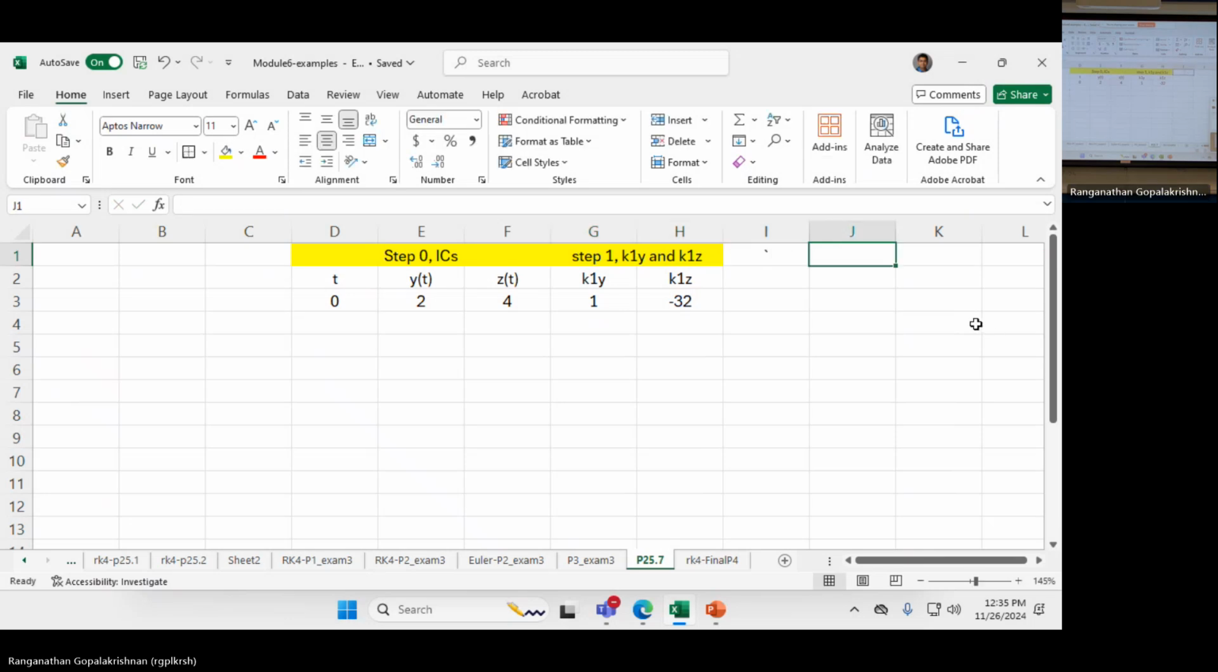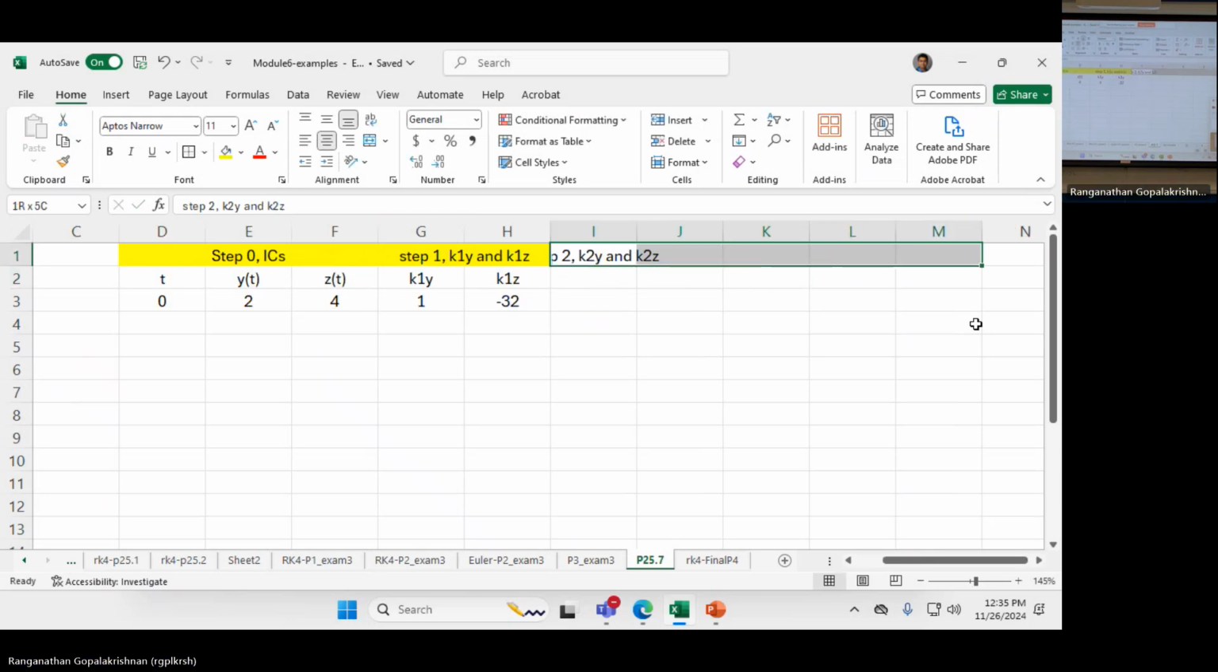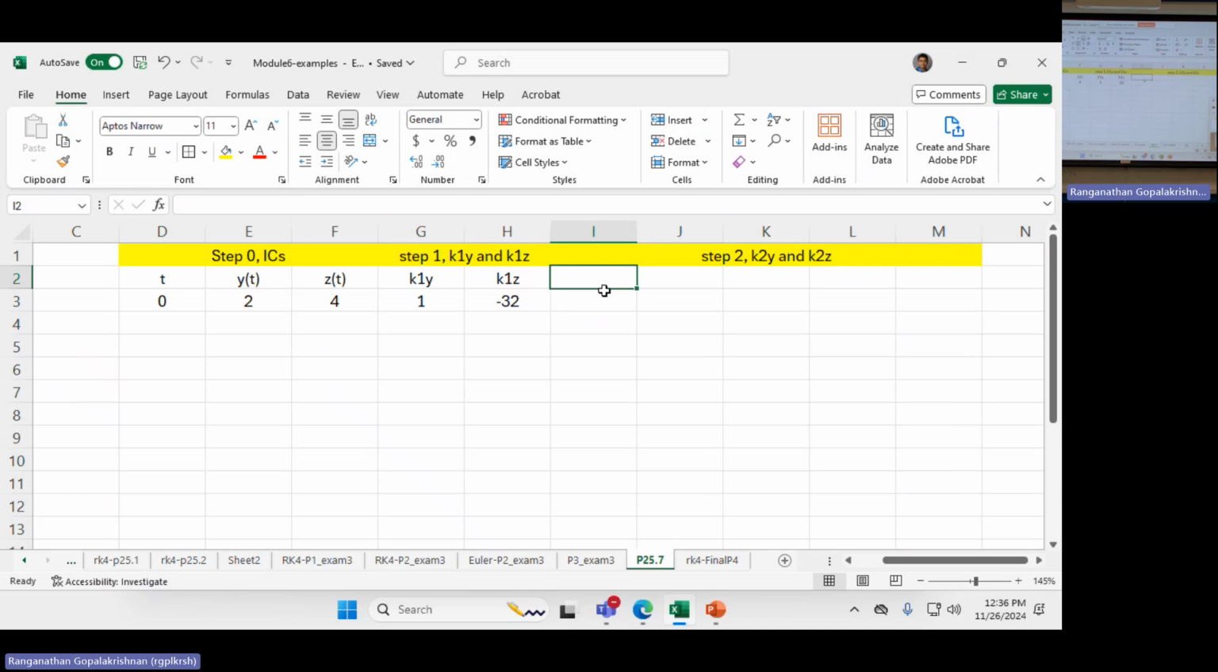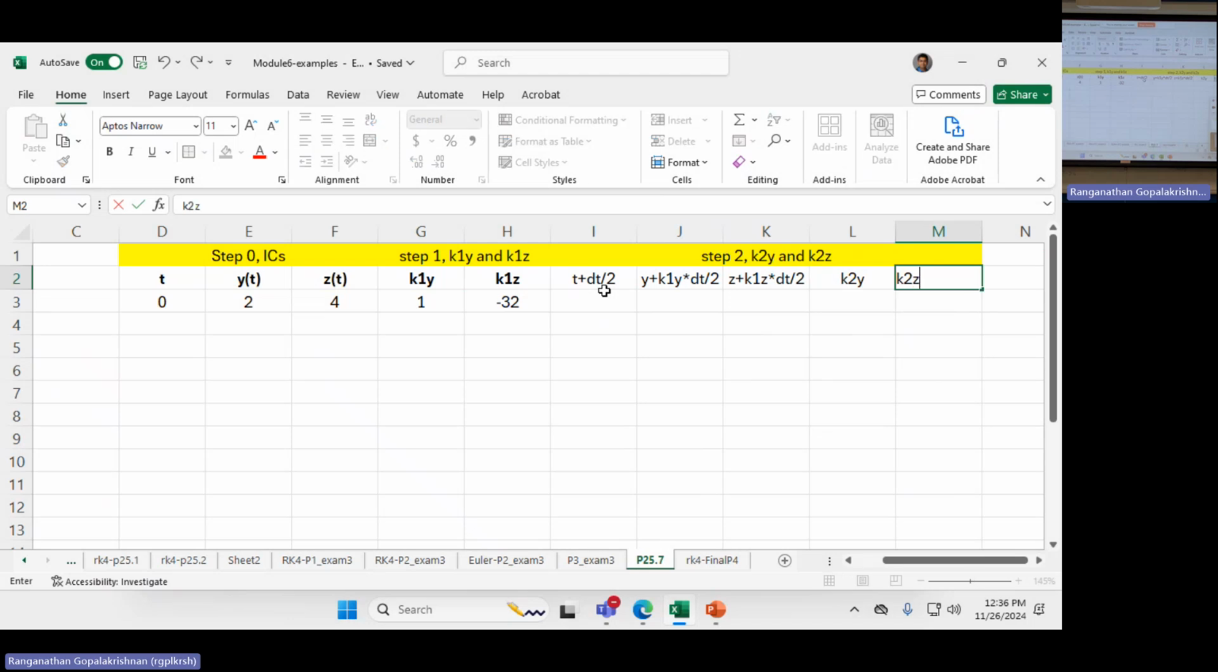Step 2 is to compute K2y and K2z. Since this is Excel, I'm just using some more space to write it out. t plus dt over 2, y plus k1y times dt divided by 2, z plus k1z times dt divided by 2. And then I have to compute k2y and k2z.